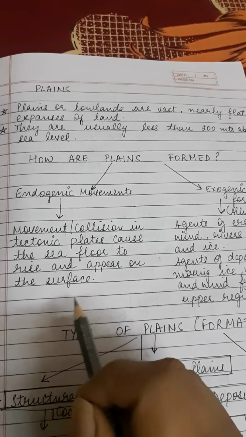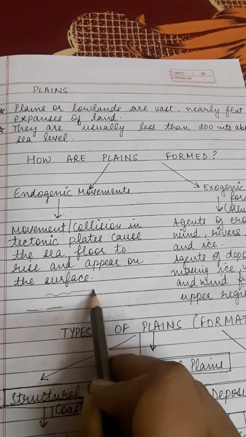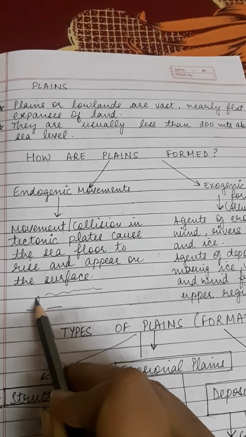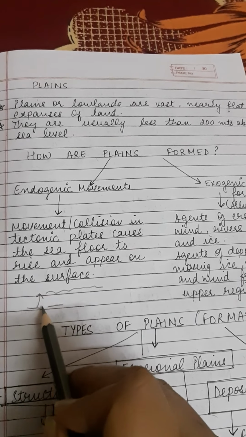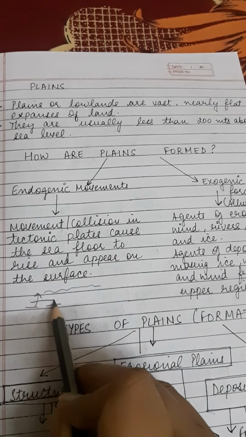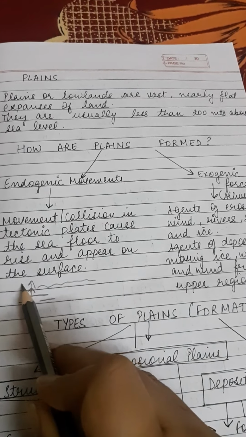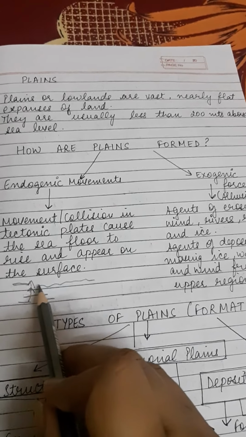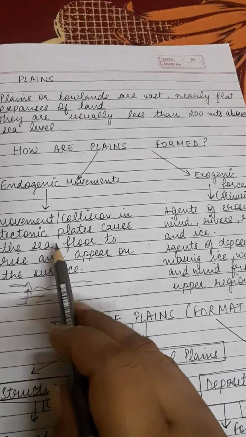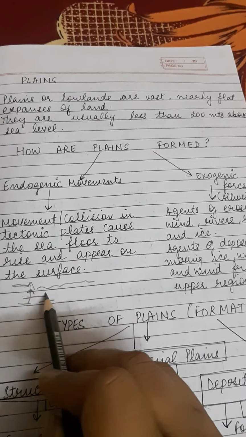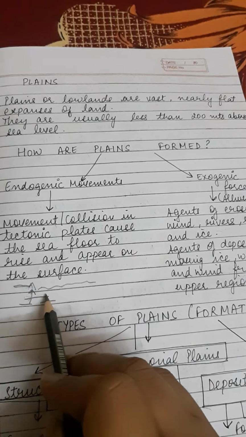That means when there is a movement in the tectonic plates under the level of the sea, it makes the land appear. That means the land rises because of the movement of the tectonic plates. The land rises above the sea level, and basically these are the plains which are called coastal plains because they occur near the sea or oceans. The sea floor, the land which is under the water, is forced to rise because of the movement in the tectonic plates.